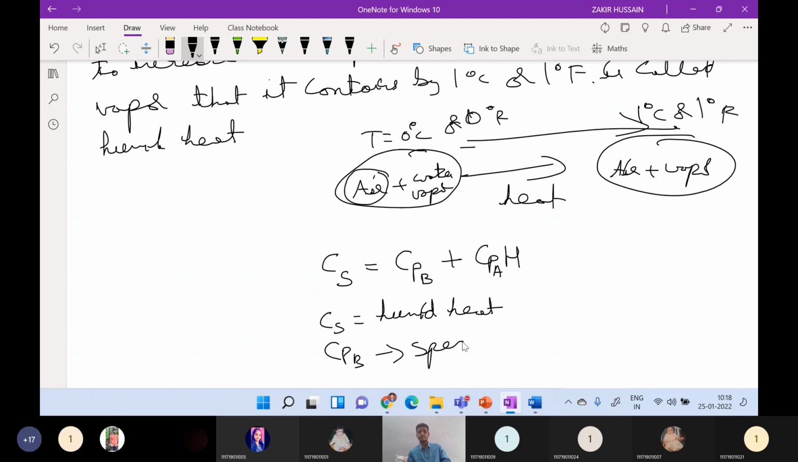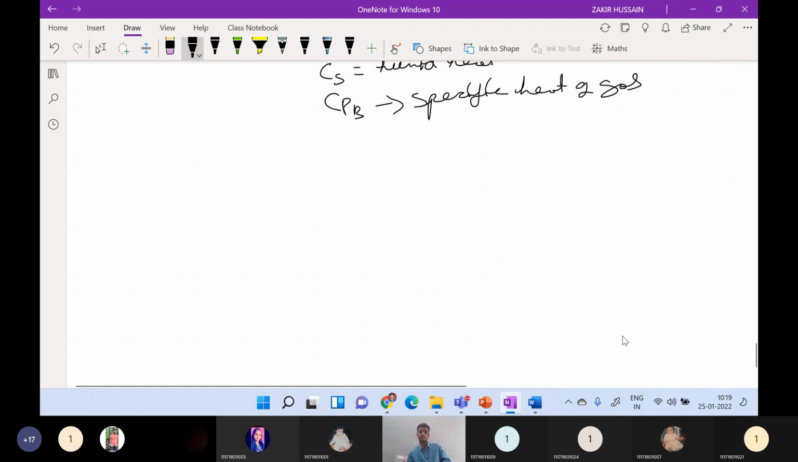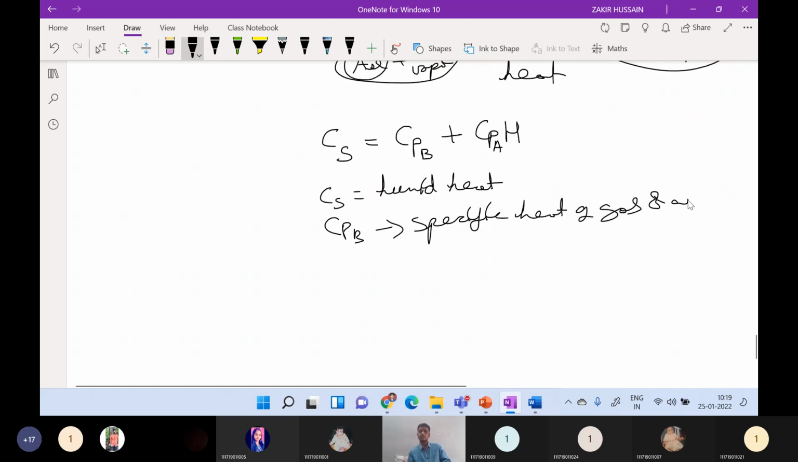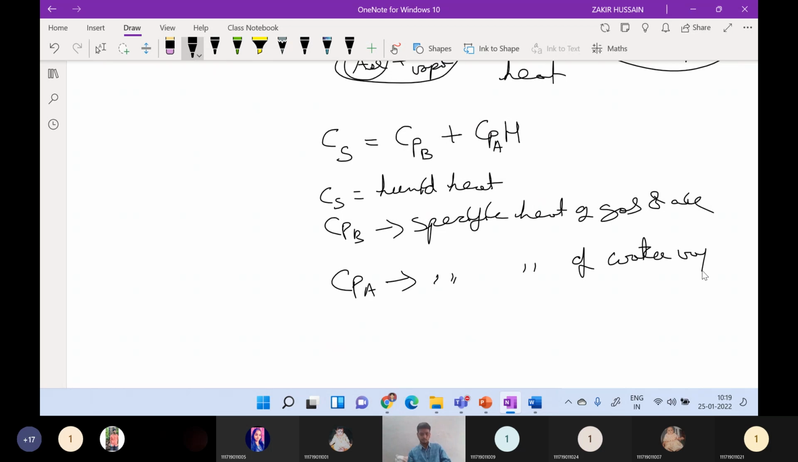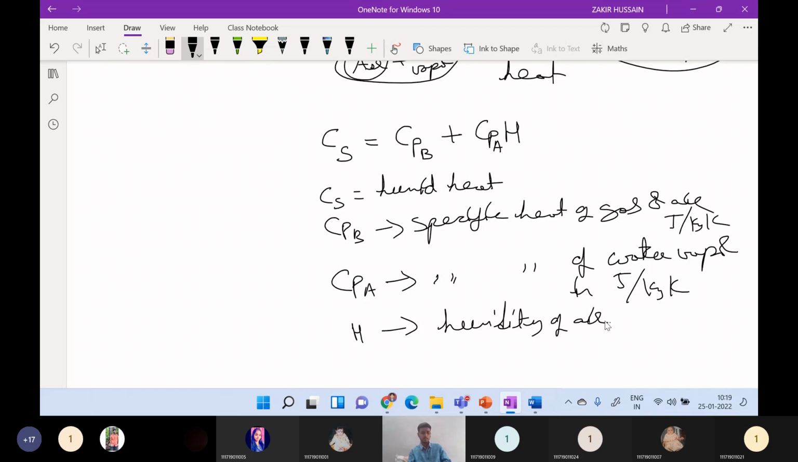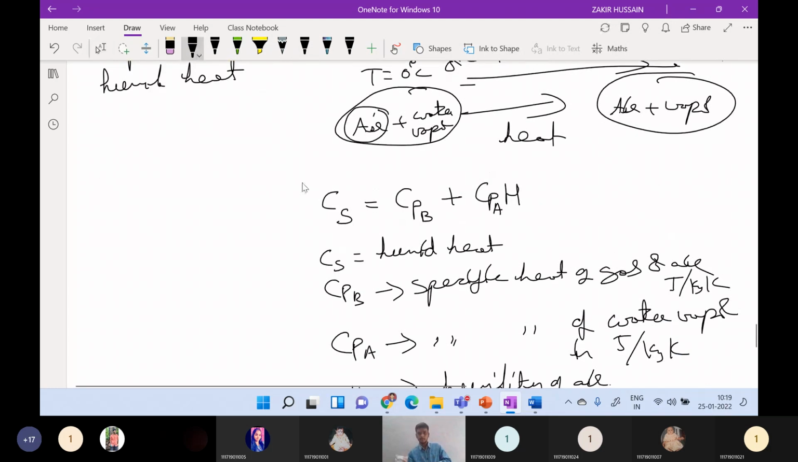CPB is the specific heat of gas, that is air. CPA is the specific heat of water vapor. Usually they are measured in joule per kg Kelvin, so this is also joule per kg Kelvin. Then H is the humidity. Humidity of air, the amount of water vapor present in the surrounding air, is called humidity. So this is the formula for the humid heat.